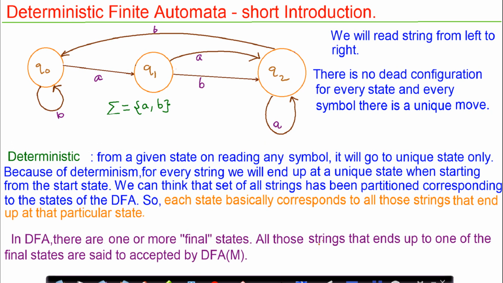Okay, having seen the finite representation of language in the last video, the architecture of it, let's begin with the deterministic finite automata now. So, what is deterministic?